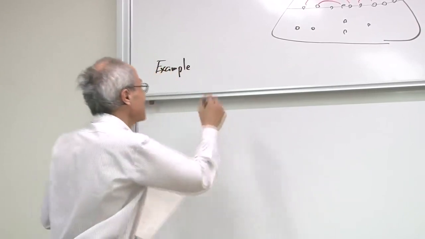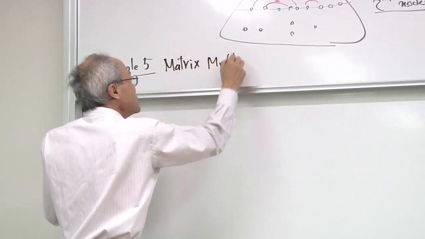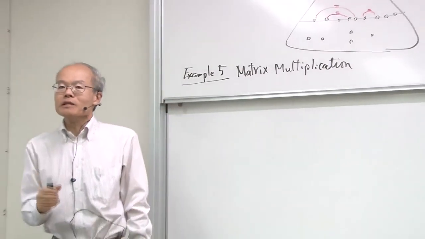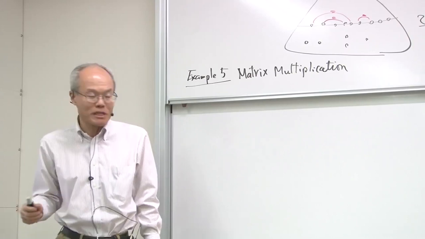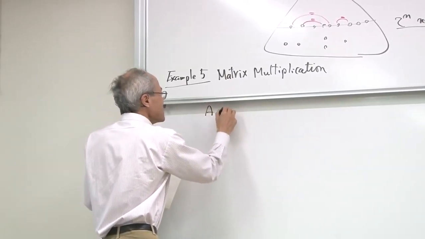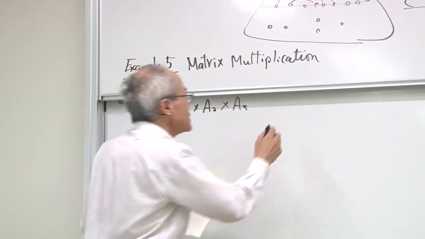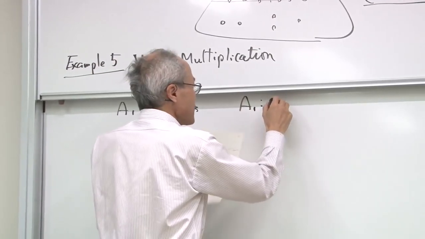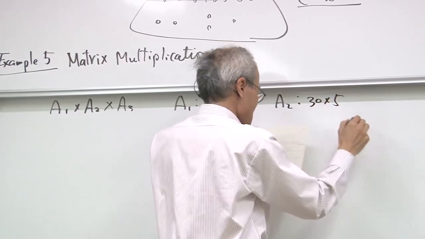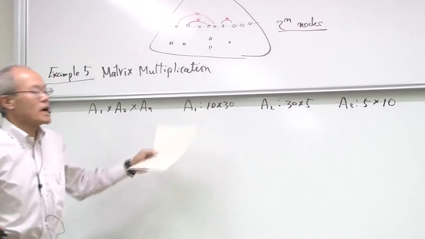Example number 5 maybe. It's a matrix. This is a very standard example for explaining dynamic programming: matrix multiplication. So we are given, for example, 3 matrices, A1, A2, A3, and we'd like to multiply all 3 matrices. A1 has a size of 10 by 30, A2 is 30 by 5, and A3 is 5 by 10. This is the size of the matrices.